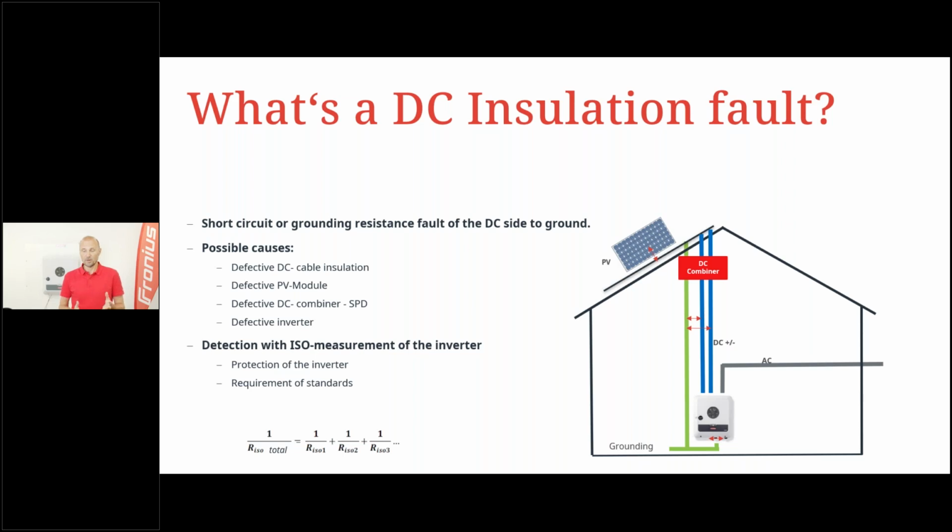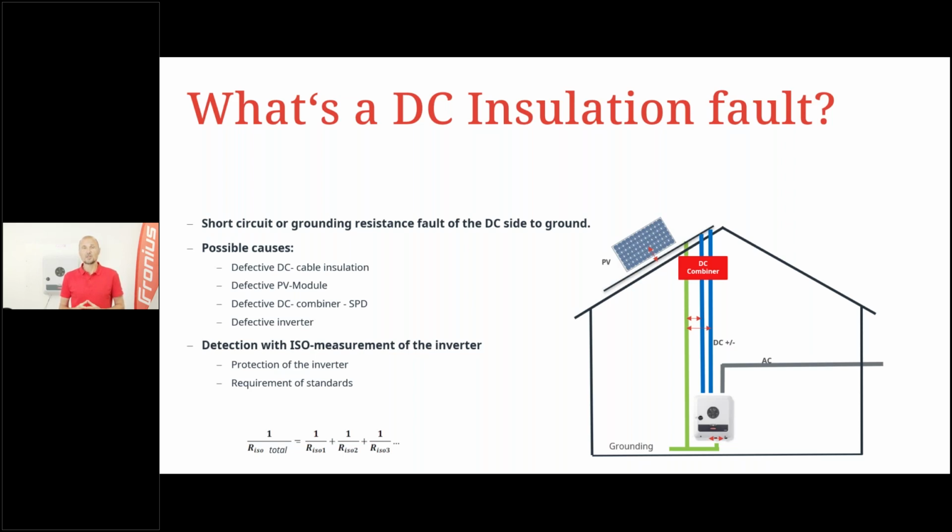So we have more or less four different causes. The detection with the ISO measurement in the inverter is necessary because of the requirements of the standard, and second, because we need to protect the inverter. It's a transformerless inverter, and a transformerless inverter would of course not work if there is any short circuit from the plus or minus pole to ground. If this happens during operation, it can also destroy the inverter.